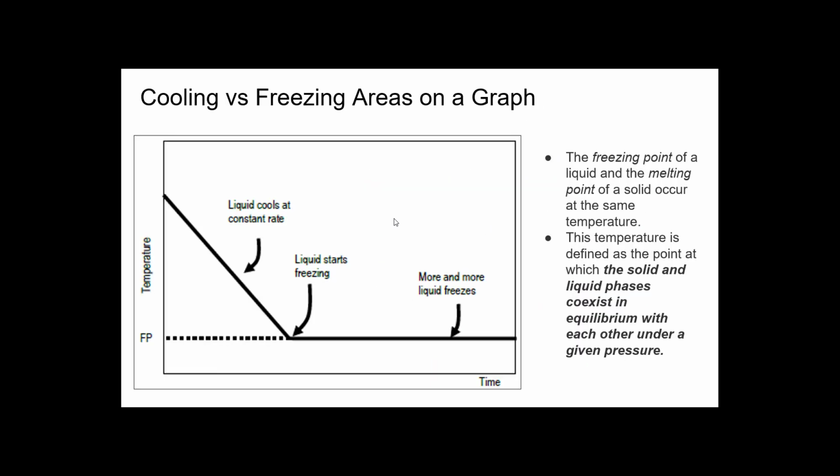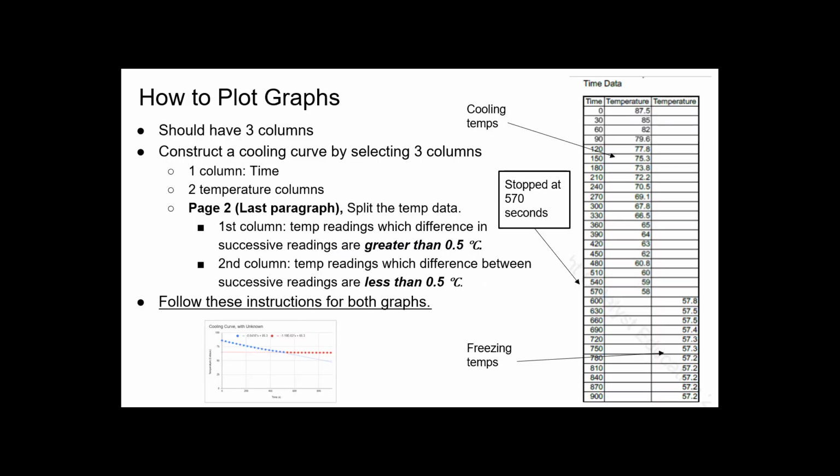All right, so cooling versus freezing areas of a graph. This is a key point in your graph that's going to happen. We're going to have a curve, and then it's going to flatten out. And that is the freezing point of the liquid and the melting point. So this is the equilibrium. And you're going to have this point in your graphs, and I'm going to show you what this is.